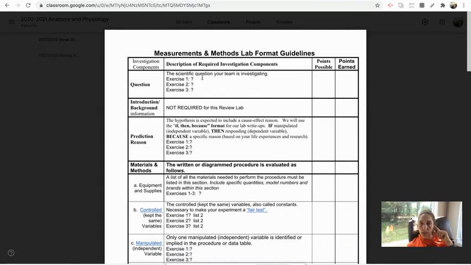So you're taking those two things that you're comparing and coming up with a question. We are not going to do a formal background or introduction. If we were, we would go explore those two links and talk about in this section why we care about these measurements, why they would be important.